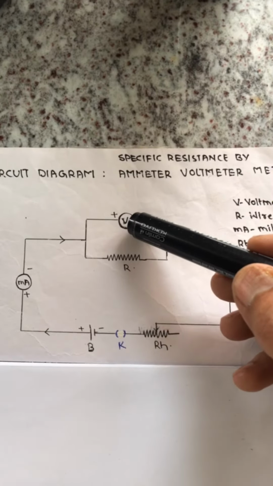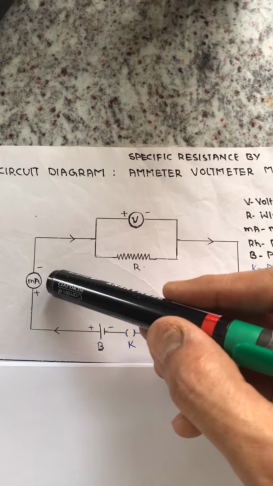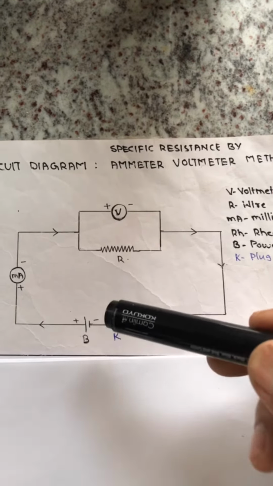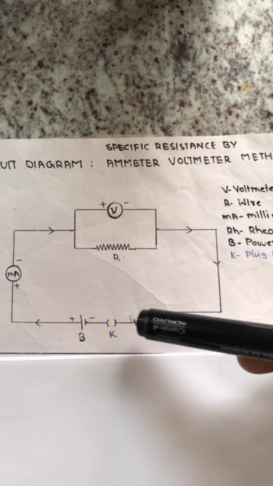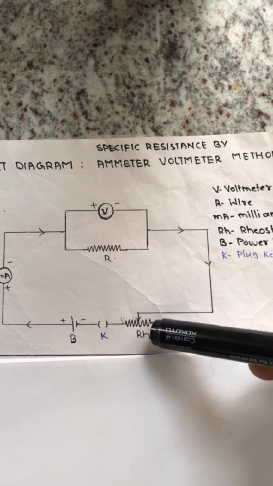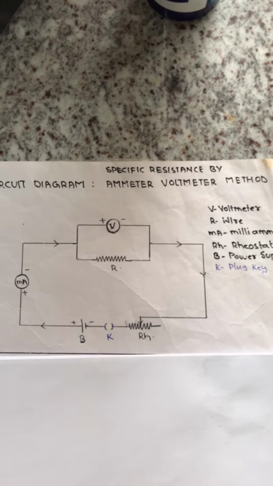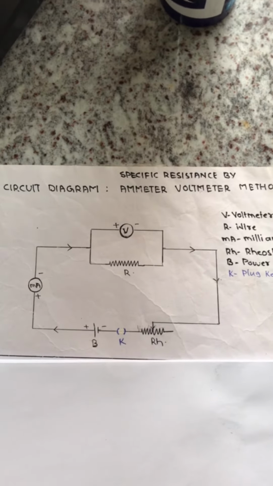This V is a voltmeter. This MA means it's a milliammeter. This B is a power supply. This K is a plug key. This RH is a rheostat. Now before we start with the experiment, since this is the first experiment, let me show you a few more details as well.